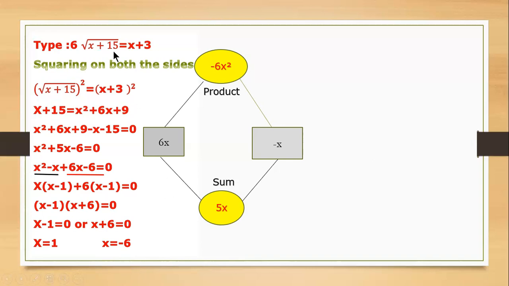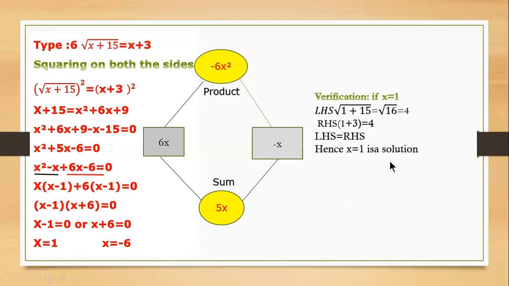But since we have the square root in the given question, we need to verify our answer. How can the verification be done? If x is equal to 1, we need to substitute x is equal to 1 in LHS and RHS. In LHS, substituting x is equal to 1, square root of 1 plus 15 is equal to square root of 16 is equal to 4. In RHS, we have x plus 3, so 1 plus 3 is equal to 4. Here LHS is equal to RHS, therefore x is equal to 1 is a solution.